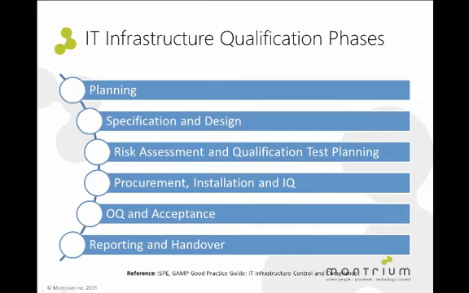The next stage of the process is the specification and design, where we would identify system requirements needed to support the GxP application and determine the appropriate server architecture and server specifications. The next stage is risk assessment and qualification test planning, where we would perform a hazard analysis to determine risks associated with hosting the GxP application in off-premise cloud, and define the scope of qualification, the test specifications, and the overall acceptance criteria.